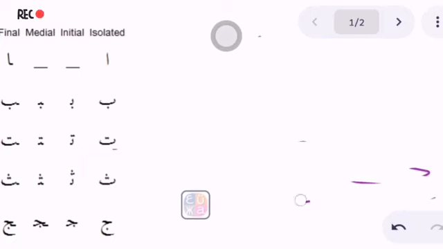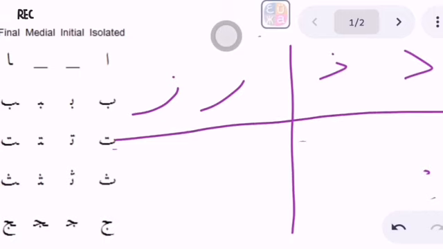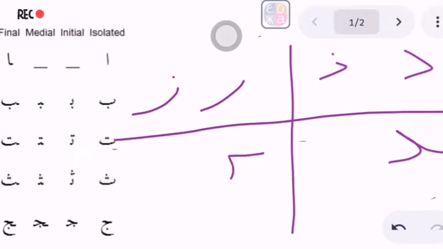So after our Jim, Ha and Kho, we also have Dal, Zal, Ro and Zai. These four letters have very similar ruling. Whenever any of these four letters starts a word, it is going to stand alone, on its own, separately. But when you have any of these letters in the middle of a word, there will be a linking line here, and the letter will come.